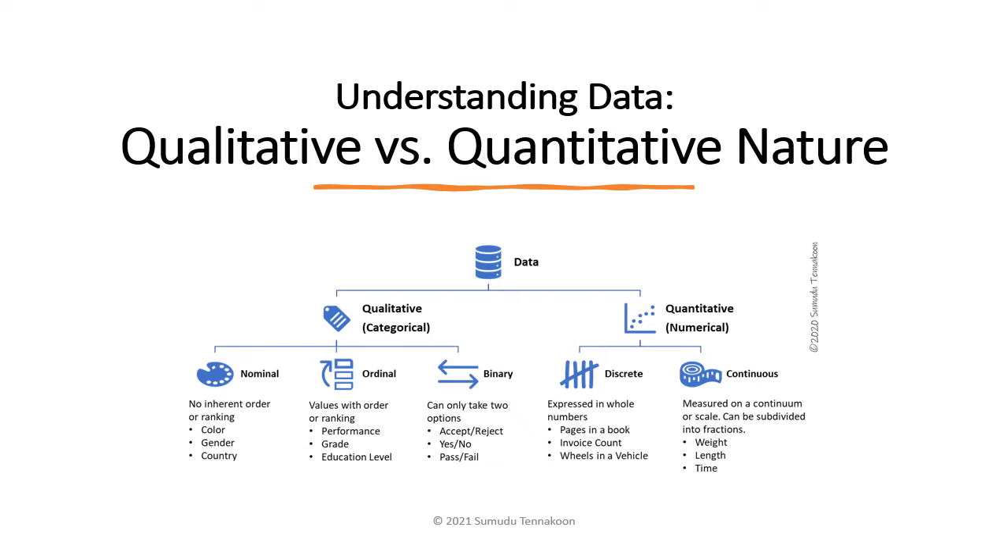So we looked at qualitative variables. Next, we can look at quantitative variables. As you see here, quantitative variables are also called numerical variables. Numerical variables can be in two categories, discrete or continuous. In discrete, the value can be expressed as whole numbers, or discrete values.